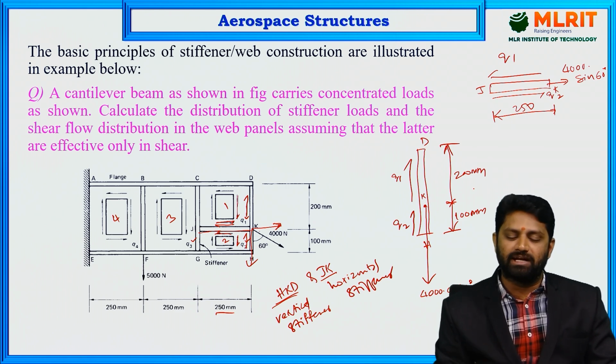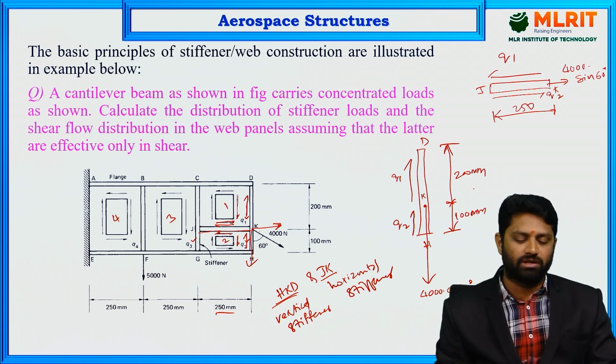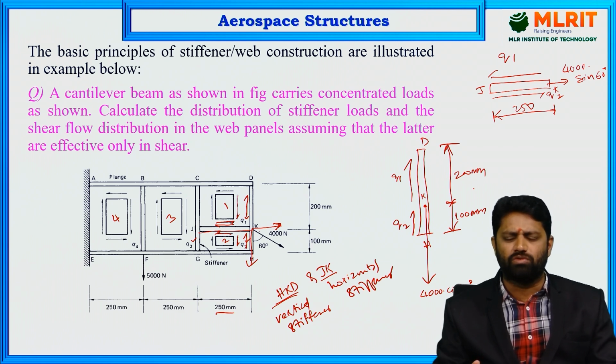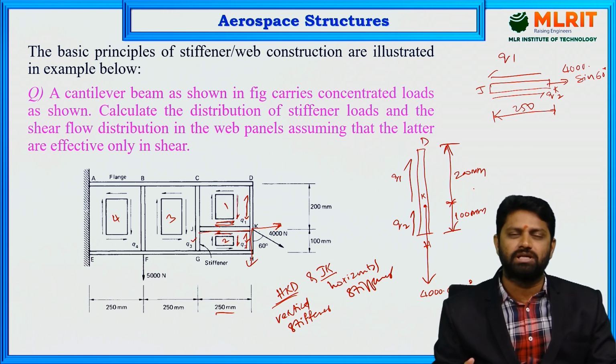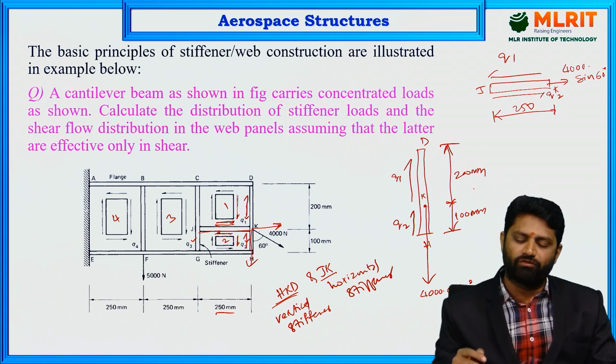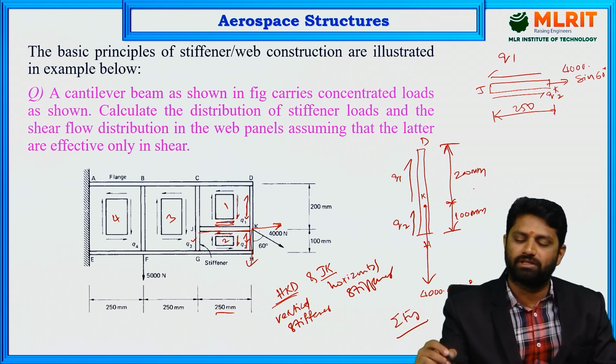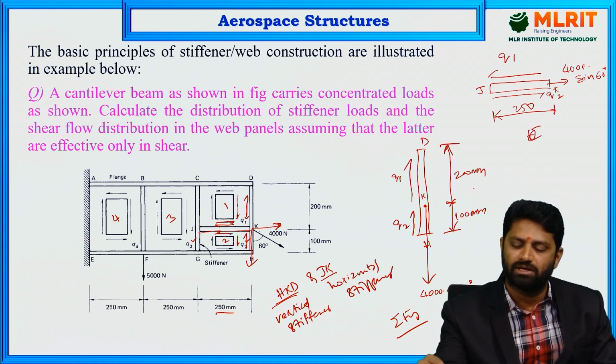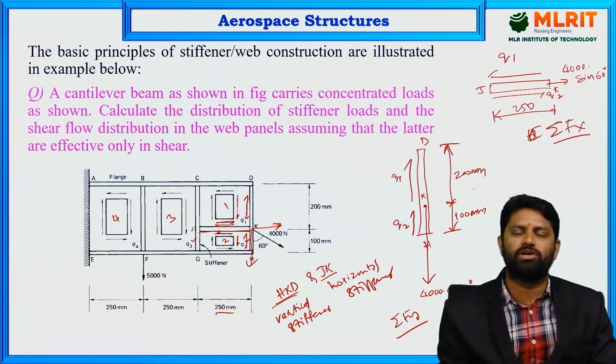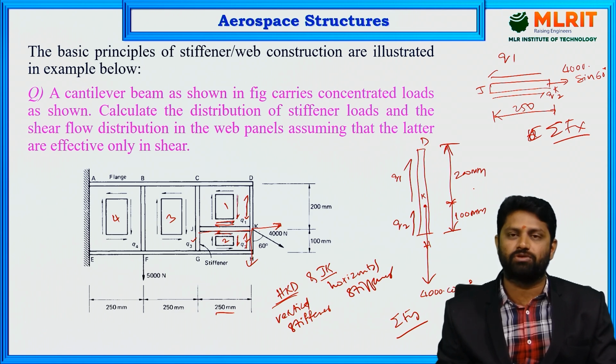If you clearly draw this diagram like this for the vertical stiffeners and the horizontal stiffeners, almost the problem is over. After that, what we are going to do is apply the equilibrium equations. So for this case we are going to consider the vertical equilibrium, and for this case we are going to consider the horizontal equilibrium. When you do that, you are going to get the shear flows straight away.